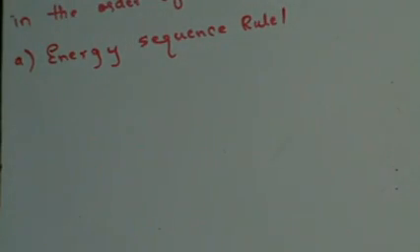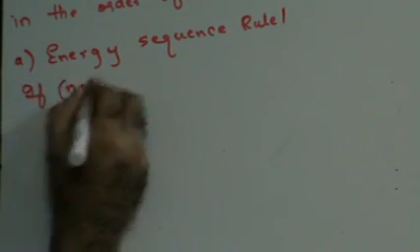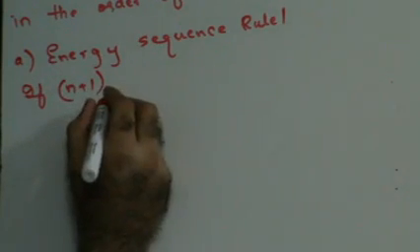Energy sequence rule 1 says that if the sum of n plus l, I hope you all remember what n is, n is the principal quantum number, is different for two orbitals, then the orbital for which n plus l is lower will get filled first. Let me write the rules.